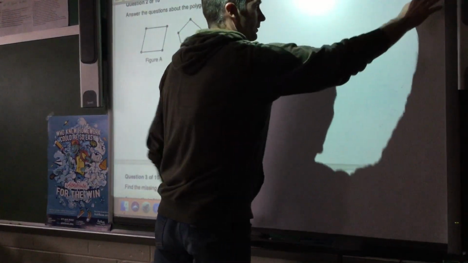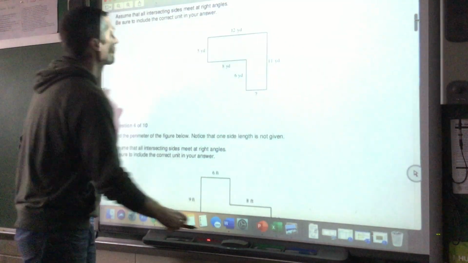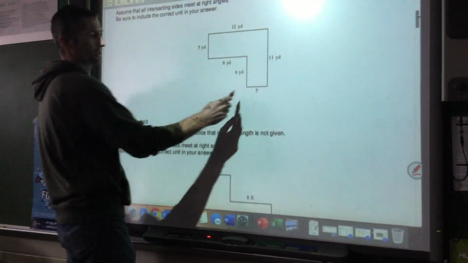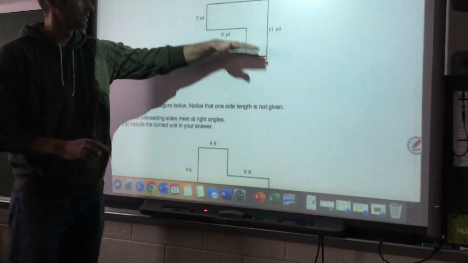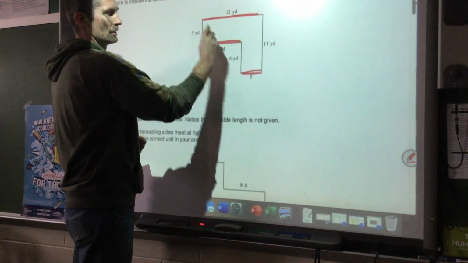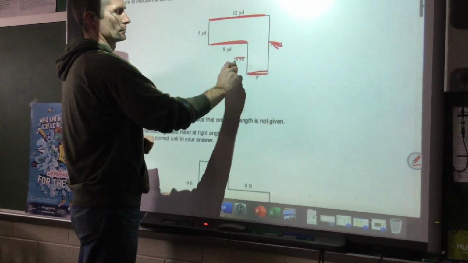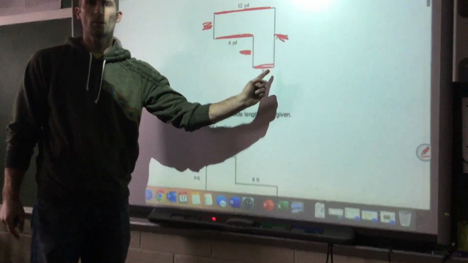Okay, number 3, we need to find the missing length. Okay, so here's my missing link. So I need to find the other lines that are parallel to that. So this is parallel, and this is parallel. So these don't mean anything to me. All I care about is this is 12, this is 8, and we need to figure out what this is.